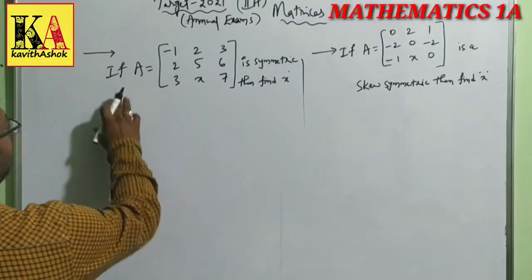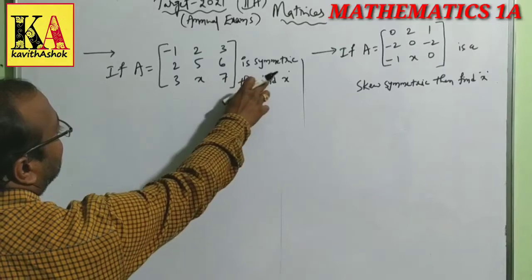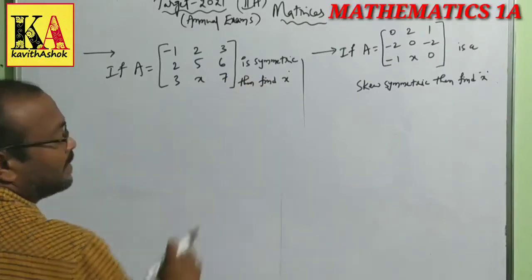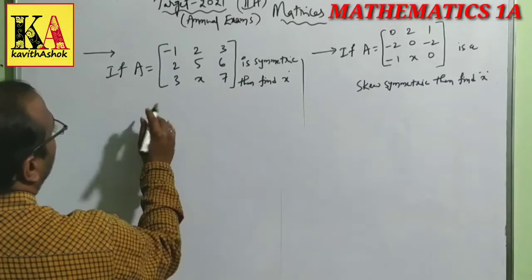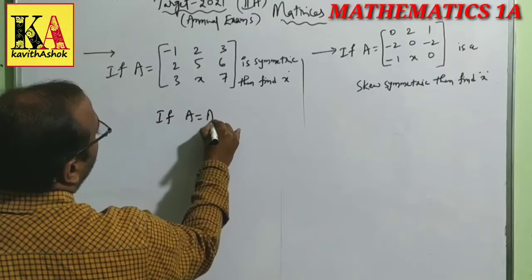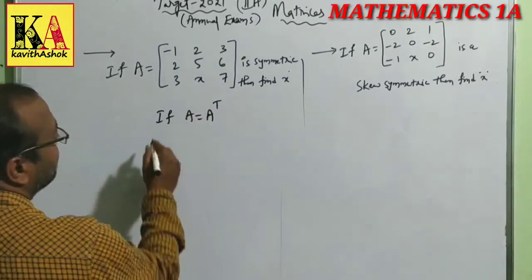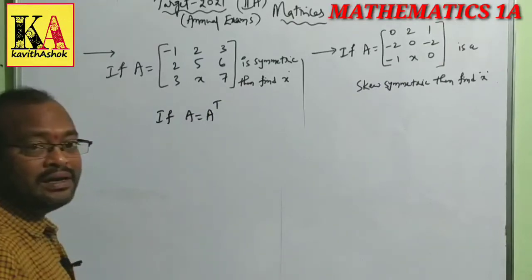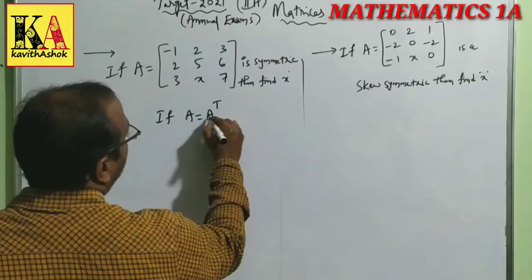Look here now. If A is equal to this given matrix, and it is a symmetric matrix, then find X. First of all, symmetric means if A equals A transpose, then we can say that it is symmetric. If this condition is satisfied, then it will be a symmetric matrix.